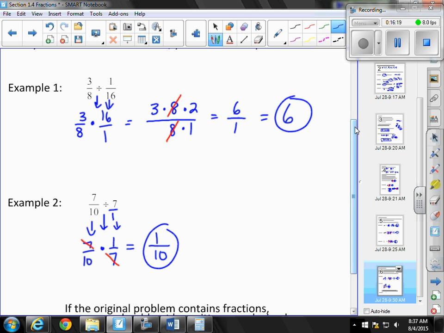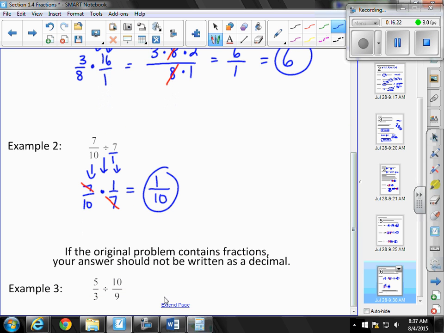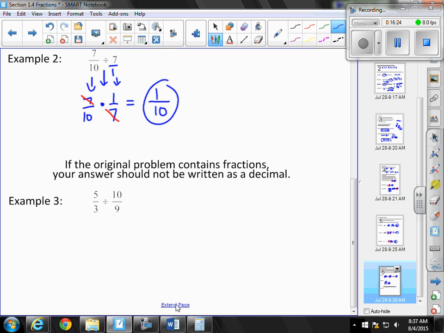Now when you're typing your answers into MyLabs Plus, if the original problems contain fractions, your answer should be written in fraction form. Only write the answer as a decimal if the original problem had decimals in it.